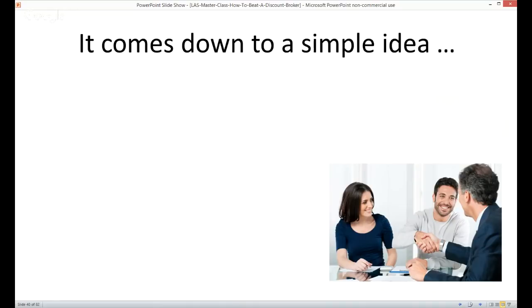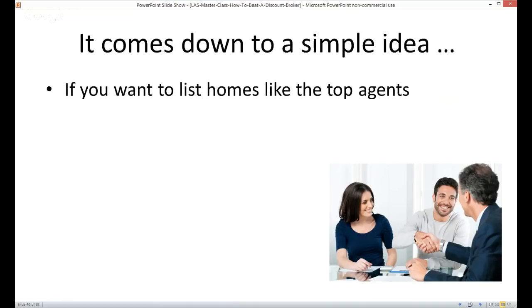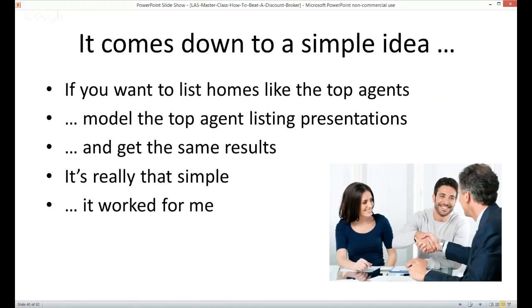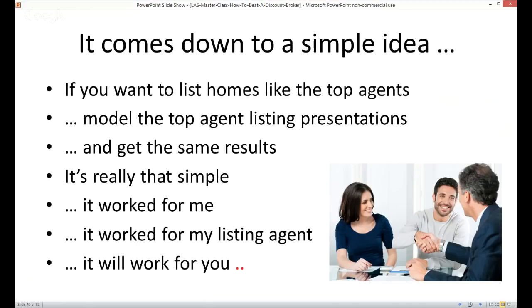Now, it comes down to a simple idea. If you want to list more homes like the top agents do, then just model the top agent listing presentations. Just do what they do and you'll get what they get. It's that simple. You're going to get the same results if you do what they do like they're doing it. I can't describe this enough. It's why I went through that little story. It worked for me. It worked for my listing agent, and it's going to work for you. It's the principles, not the people. It's the principles of what you're presenting and how you're presenting it that make it work.